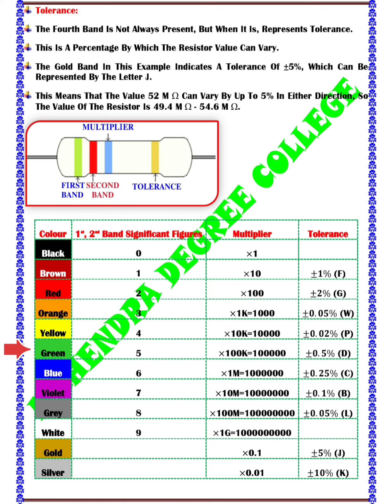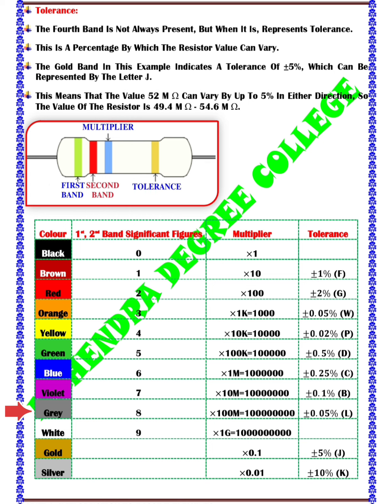The blue color band: first and second significant figures 6, multiplier 1 million and tolerance value plus or minus 0.25%, C. The violet color band: first and second significant figures 7, multiplier 10 million and tolerance value plus or minus 0.1%, B.